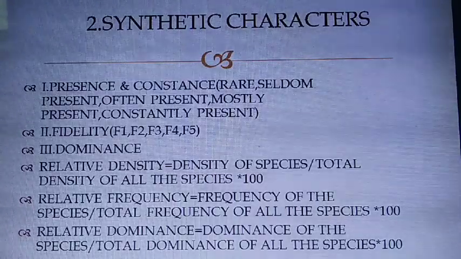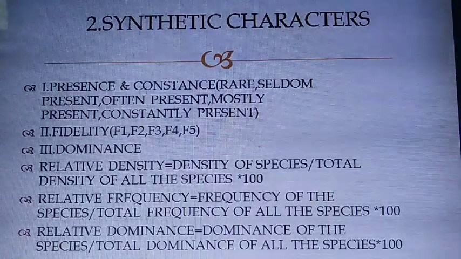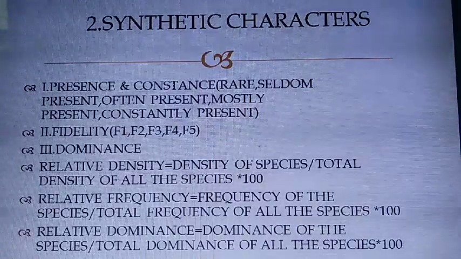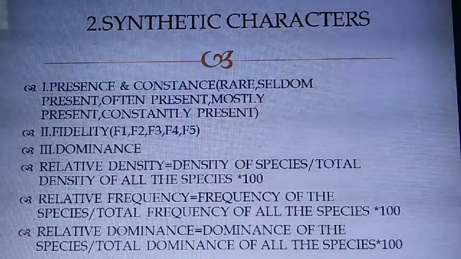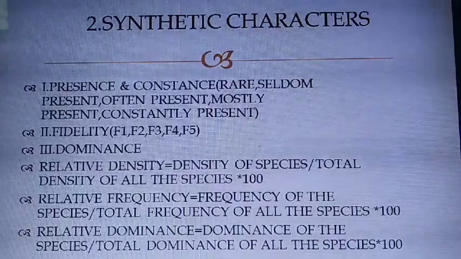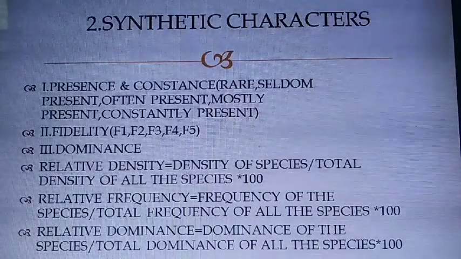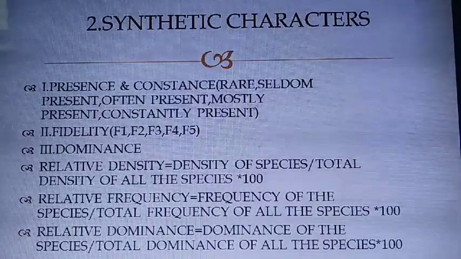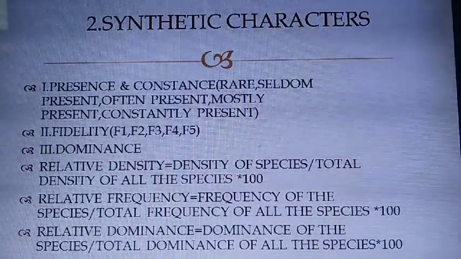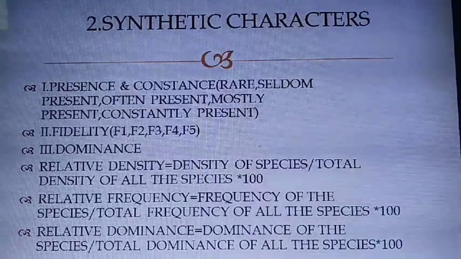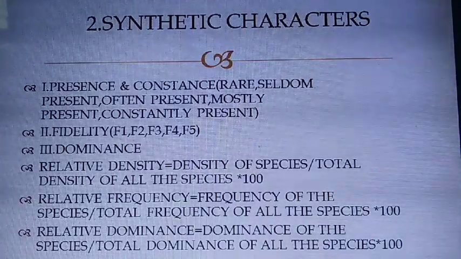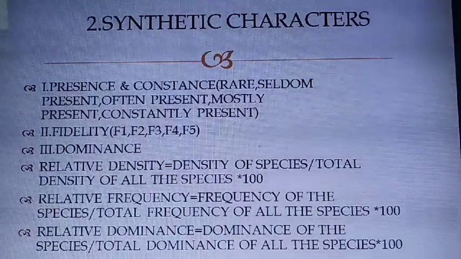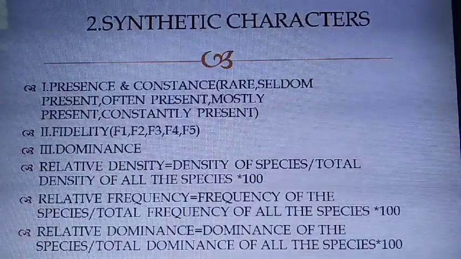That is, it expresses the extent of occurrence of the individuals of a particular species in the community we are studying. So, on this basis, they are categorized as rare, seldom present, often present, mostly present, and then constantly present.